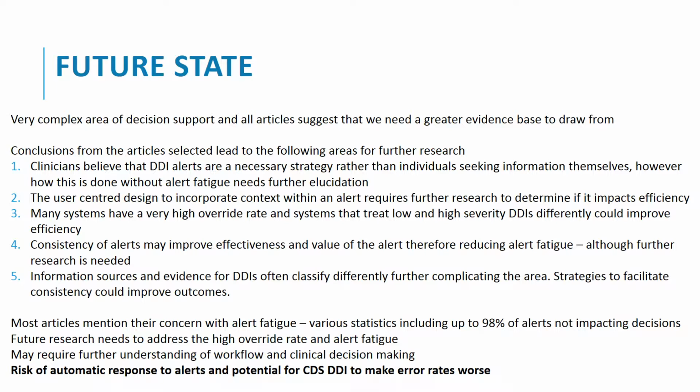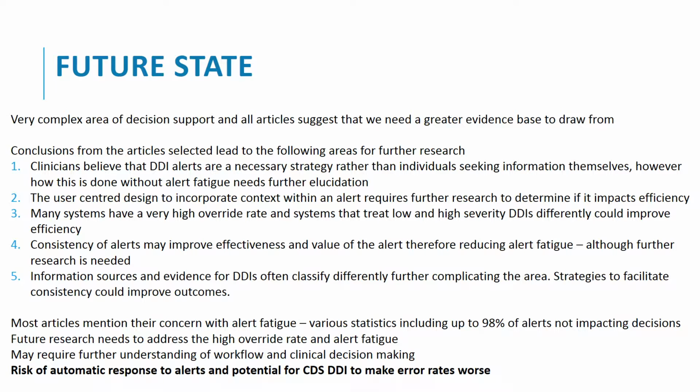and systems that treat low and high severity drug-drug interactions differently could potentially improve efficiency, but again, we need further information about the outcomes. Consistency of alert may improve the effectiveness and value of the alert, so reducing alert fatigue. Again, further research in that area is needed. It also needs to be able to bring vendors and government into those discussions, so that we get the consistency that we may need. Information sources and evidence for drug-drug interactions do often classify the interaction differently, so that again adds another complexity to this area. So strategies to facilitate this consistency could improve outcomes.